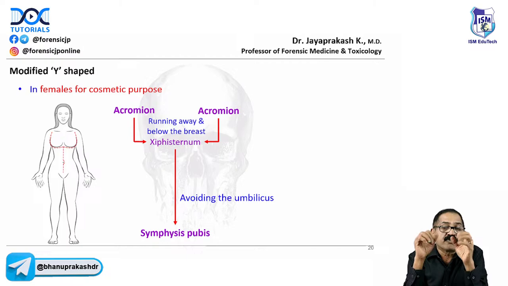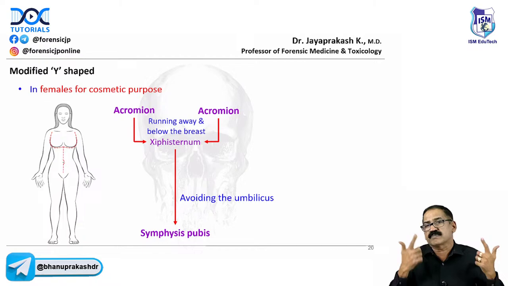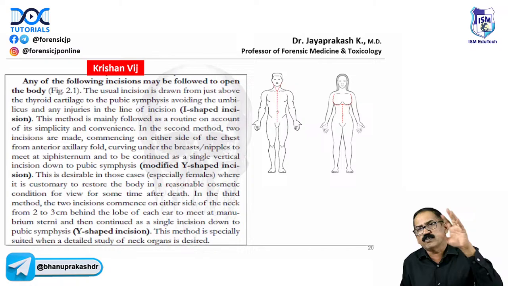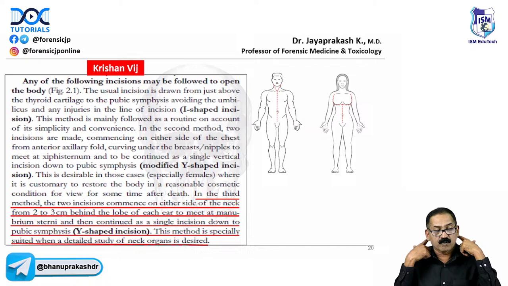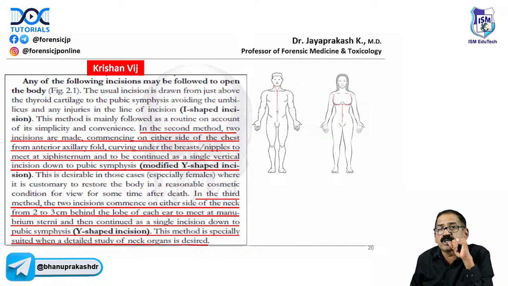But there is controversy. Some books say the same thing, some teachers say Y for modified Y and Y for Y. My simple question is, who will write Y like this? If you put it on the center line, it looks like Lord Shiva's Trishul. Would anybody write Y like this? Now, you may ask how I can say so. I can say so because there is one beautiful book by an Indian author, Krishan Vij, in which he also mentioned what I said. Y-shaped incision: in the third method, the two incisions come on either side of the neck, 2-3 cm below the lobe of each ear, to the manubrium sterni, then continue as a single incision. Correctly as given. Modified Y he has also mentioned. So proper book reference is there. One of the fantastic books, Krishan Vij, and the number one foreign textbook, Bernard Knight.